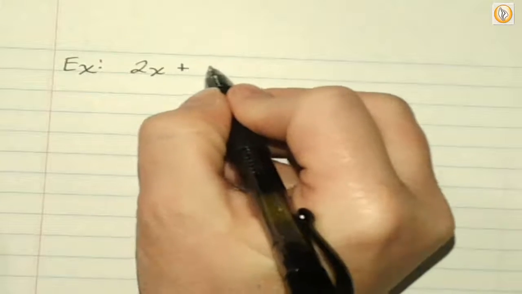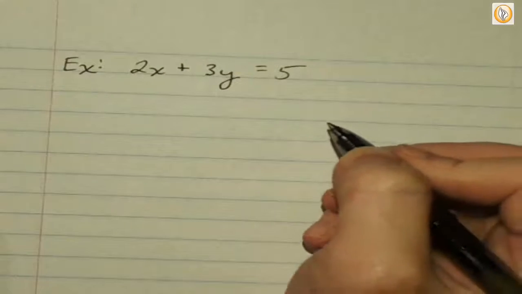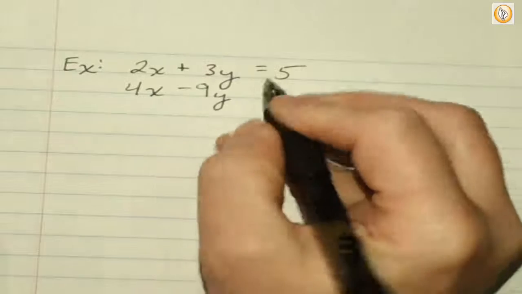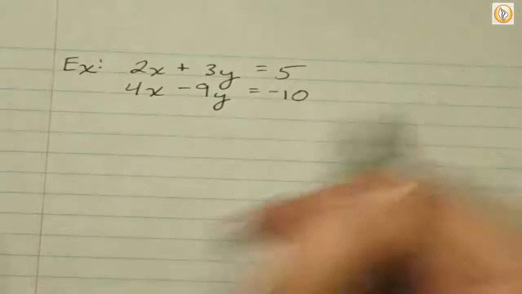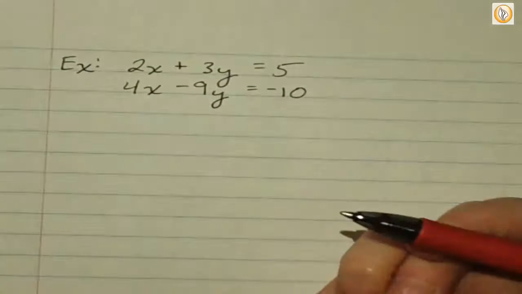2x plus 3y equals 5. That's your first one. Second one is 4x minus 9y equals negative 10. Okay, so as you can see, are y'all looking up here? As you can see, do we have anything obviously in common here that we can quickly eliminate? We don't. But we've got to eliminate one of these.